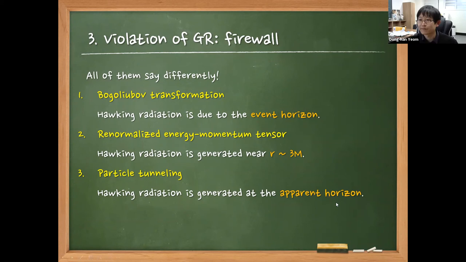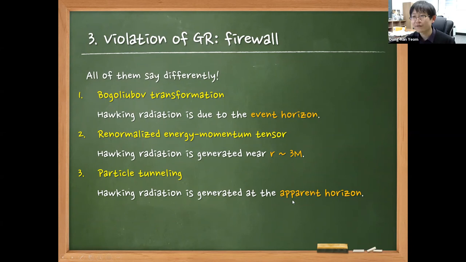So three different approaches explain the origin of Hawking radiation differently, but I think this is due to the different points of view. In one picture, it's about the field level description. In the other picture, it's about the expectation value description. And the third picture is about the particle level description. So it's a little bit different, but we may choose some alternative point of view. So you may think that firewalls can be either at the event horizon, or at 3M, or at the apparent horizon. So you may take three possibilities together.